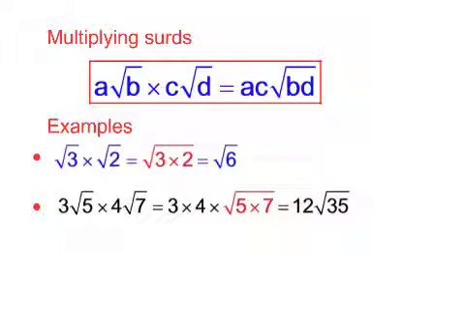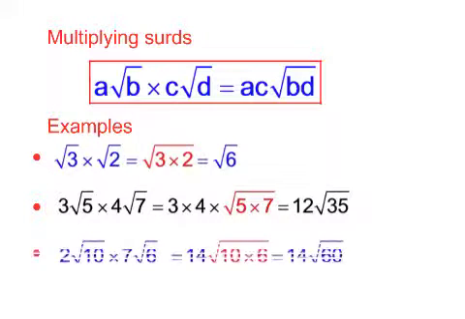Second example, we have 3 root 5 times 4 root 7. 3 and 4 are the whole numbers, so you multiply those two separately, whereas the root 5 and the root 7 can go under one square root sign, the square root of 5 times 7. So that gives us an answer of 12 root 35.